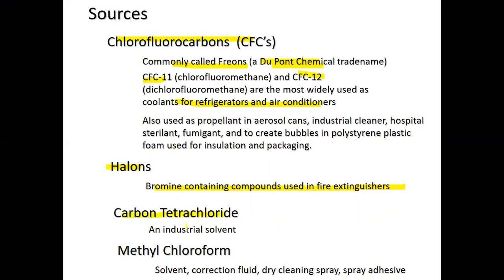Then carbon tetrachloride is an industrial solvent. Methyl chloroform is also an industrial solvent, used for spray adhesives and dry cleaning purposes. Those are responsible for the ozone layer depletion. When you refer to the internet or some literature, you can find CFC-11, CFC-12, and likewise there are many brand names. So let's see how to find the chemical formula of CFC-11.